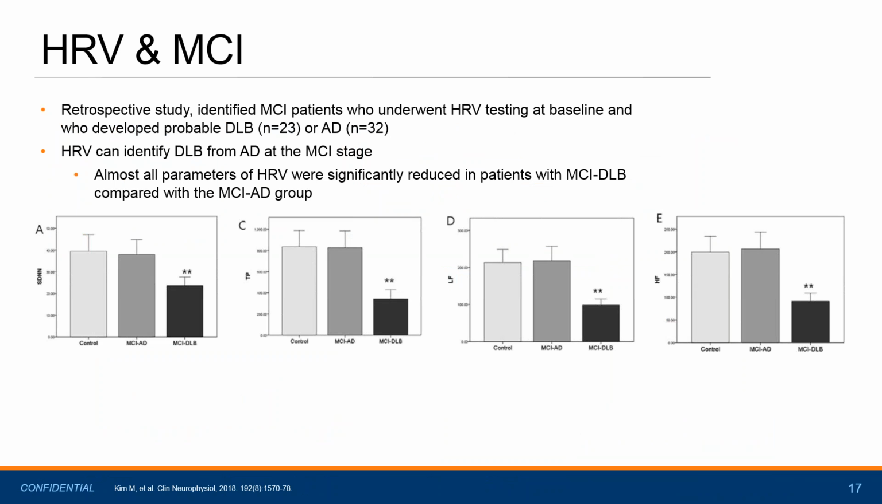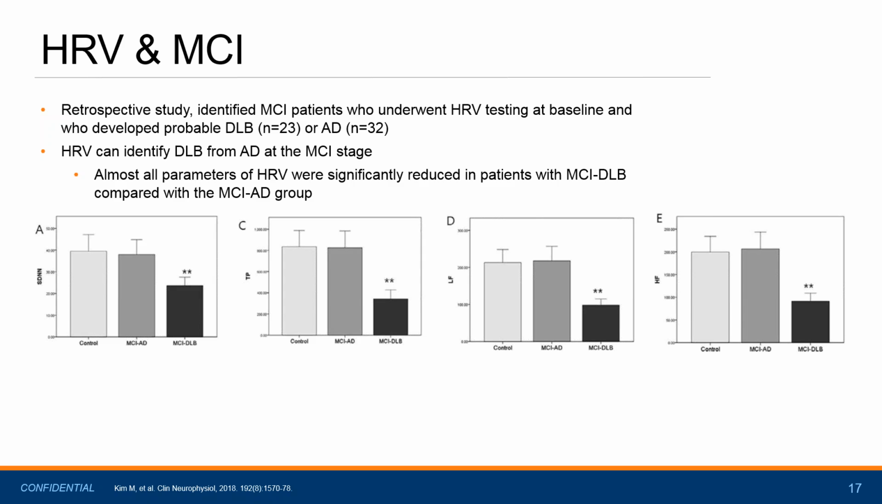Okay, and then wrapping it up, heart rate variability and mild cognitive impairment. If you pay attention to the newsletters that we send out once a month from Evoke, you might have seen a little snippet of this study. It's a brand new study that was published, I think, just a couple months ago.